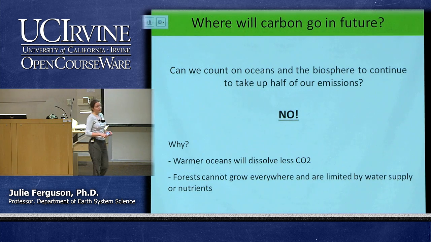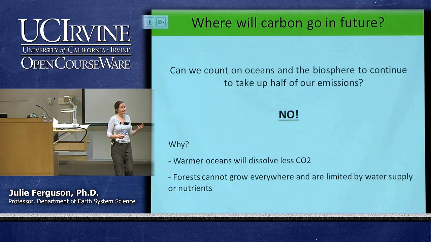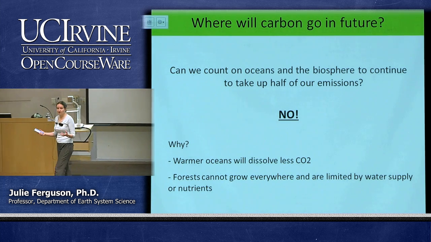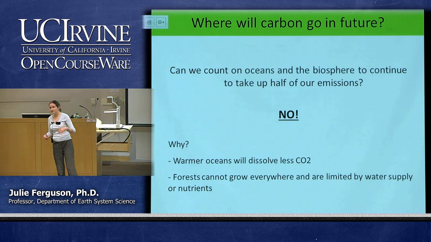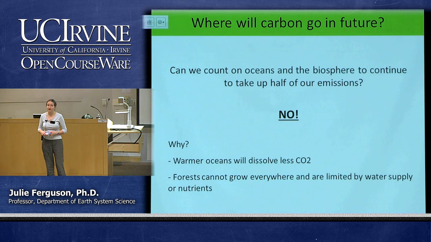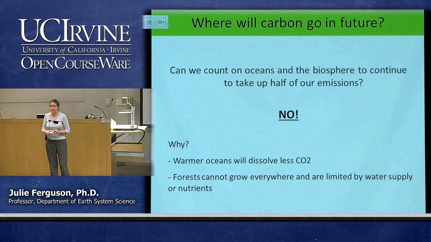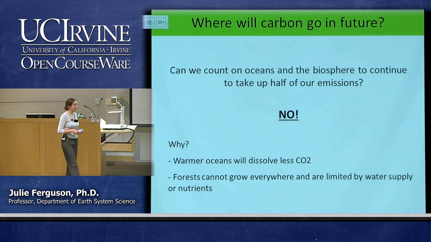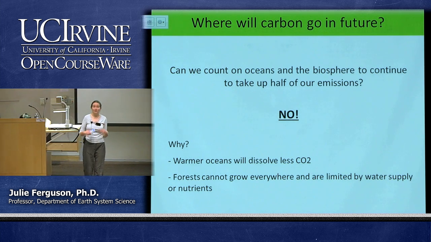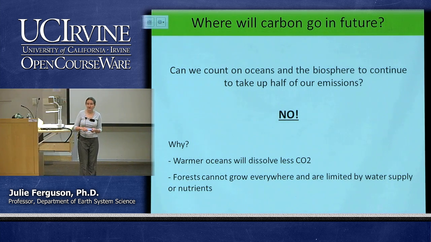And secondly, we've already talked about this fact that the biosphere is limited by things other than carbon dioxide. So we can't grow forests over the Mojave Desert. It's too dry. We can't grow forests elsewhere. There's a limit to how much extra biosphere we can create, especially if we're then using that land for agriculture. So we need to think about this. These processes have been helping us out, but that's not necessarily going to continue.